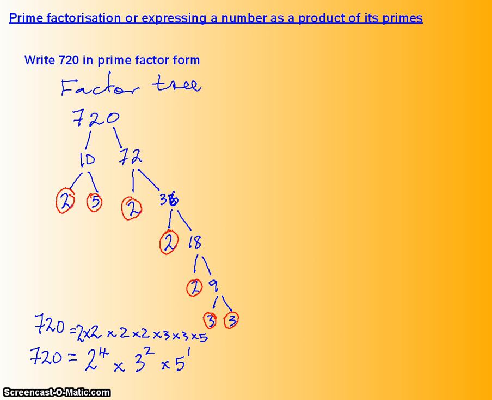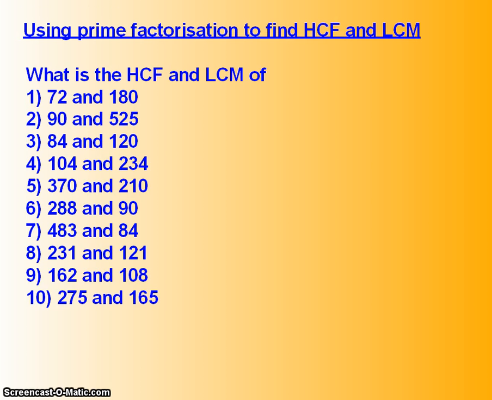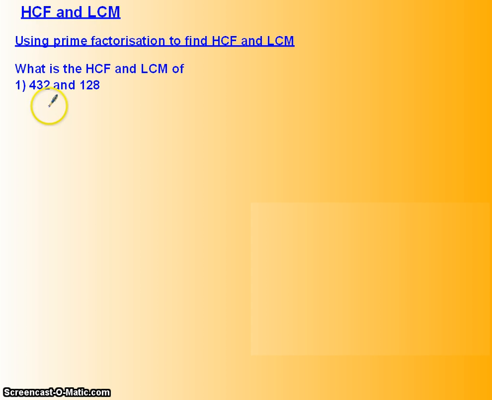Now let us look at the next level in which you need to go. Here we have 432 and 128, and you want to find the highest common factor and the lowest common multiple. So what we have to do now, we're going to use prime factorization to find it. So we would express 432 as a product of its primes. We're going to use a prime factor tree. So here we have 432.